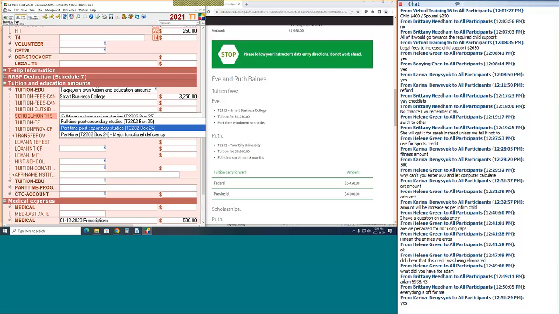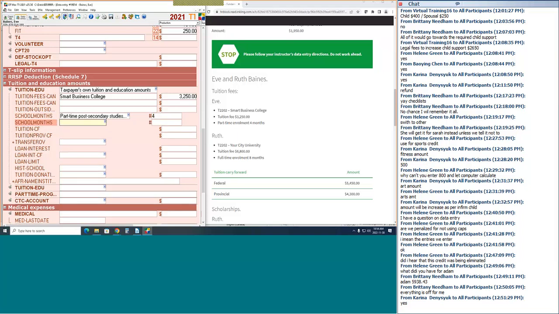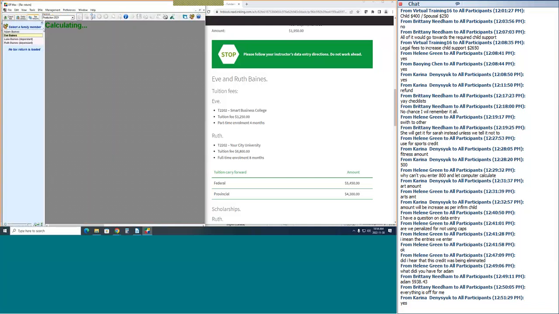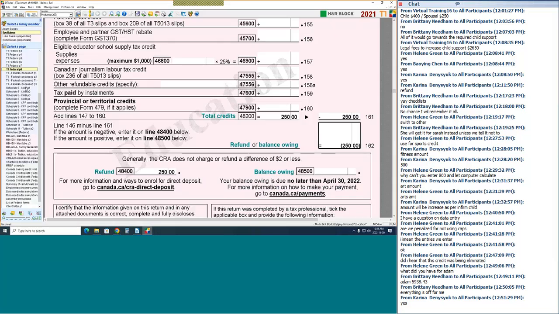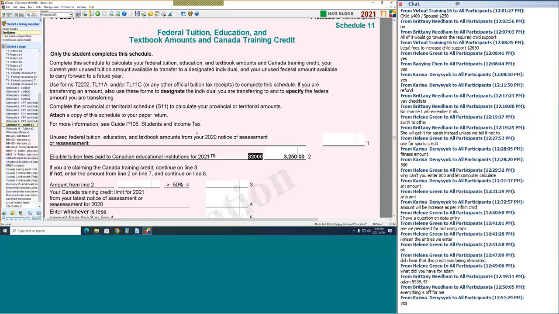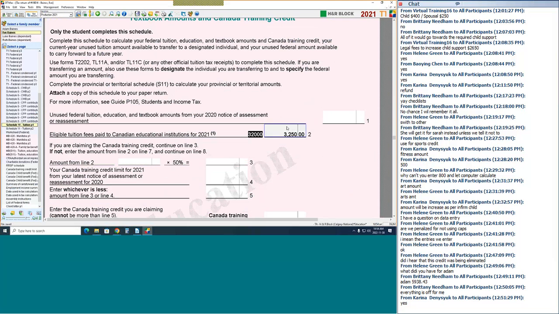If she doesn't have a disability certificate on file, but I have a letter from the doctor, I'm going to choose this option here to say major functional deficiency. If it's full-time, I'm going to say full-time. She's part-time, I'm going to say part-time, I'm going to say 4 months. Okay. What that's going to do on the return is create a Schedule 11. So I will have a Schedule 11 that will now have the tuition amount from a Canadian institution.